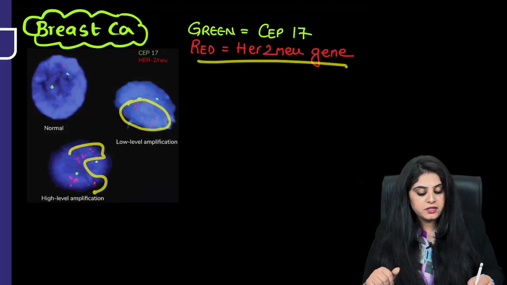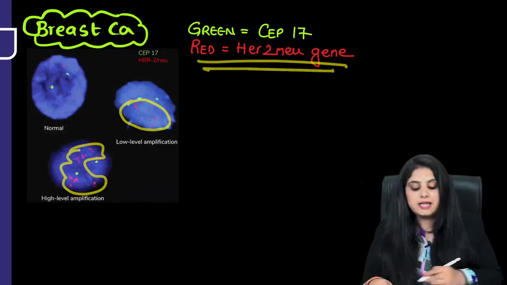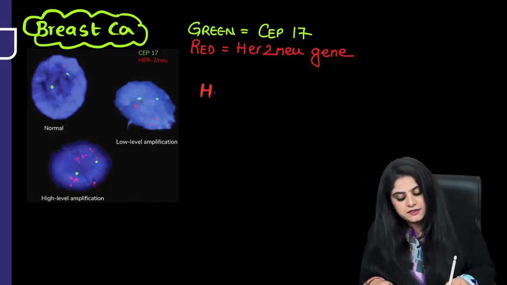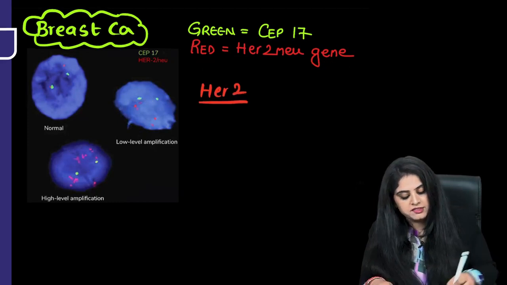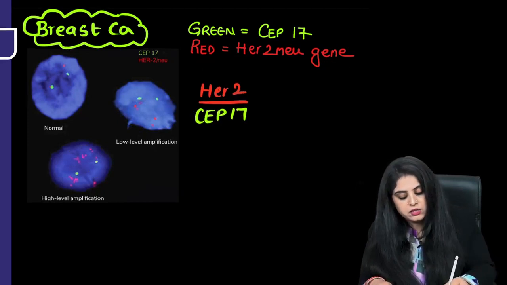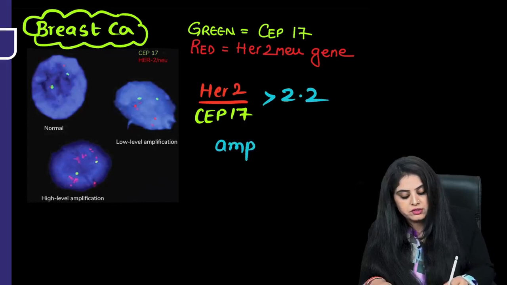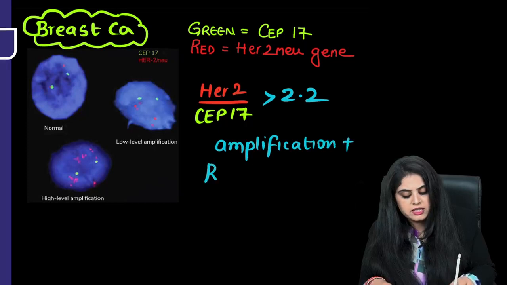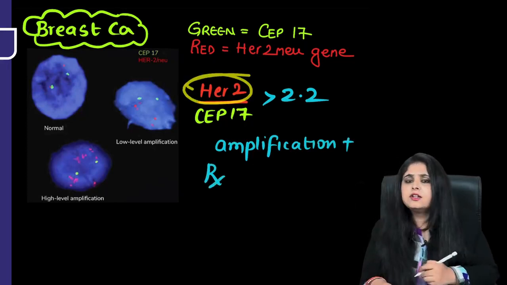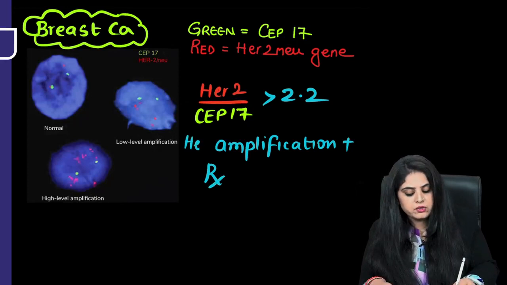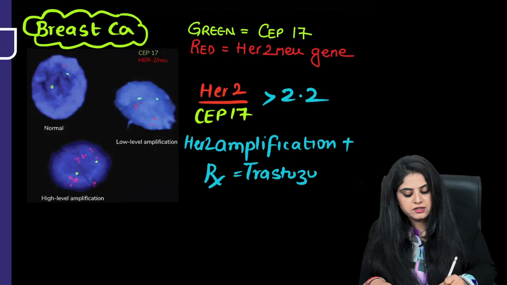Here I see way too much of red color, HER2/neu is getting amplified. So they say that if HER2/neu upon CEP17 is more than 2.2, this means that there is amplification present. So what will happen to the patient? If amplification is present, what is the treatment that you will give? Guys, what is the treatment against HER2/neu amplification? Trastuzumab. In breast cancer, you're going to give trastuzumab if there is HER2 amplification.